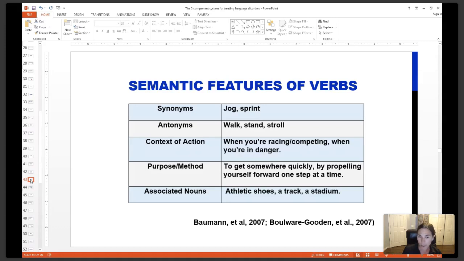So let's see if you can guess what word I'm talking about here. For synonyms, this means the same thing as jogging or sprinting. It's the opposite of walking, standing, or just strolling leisurely.